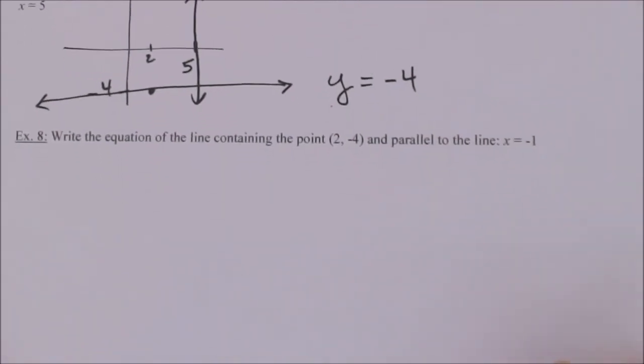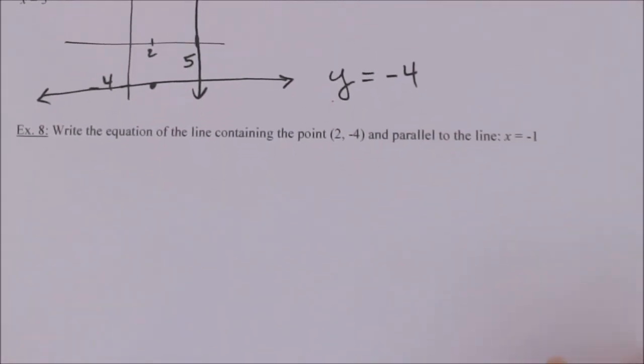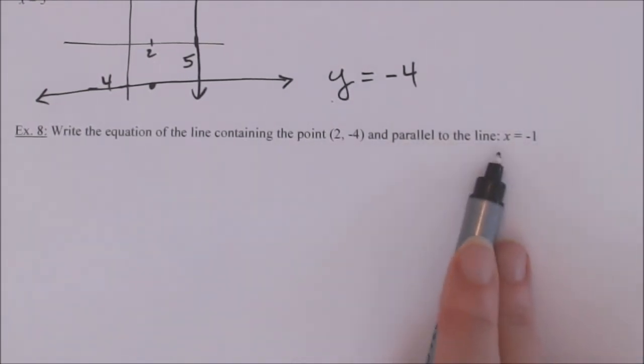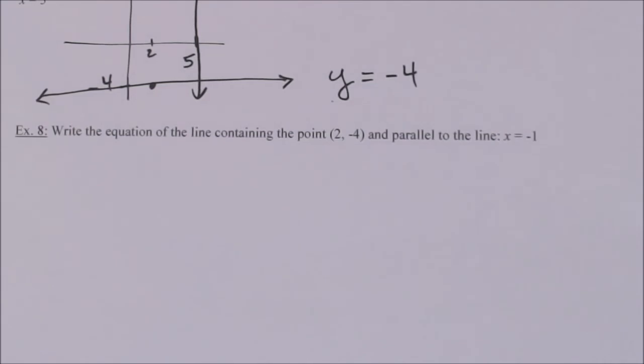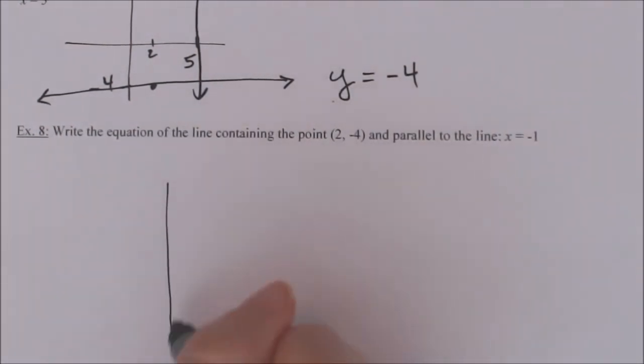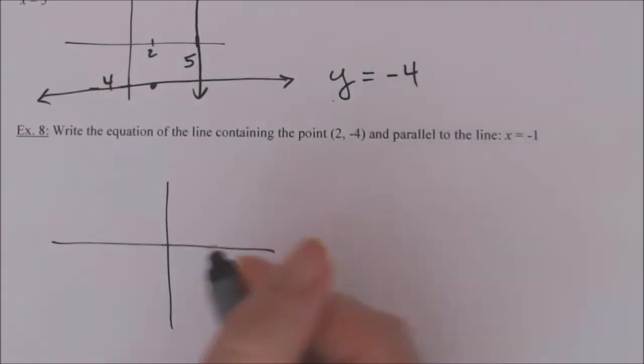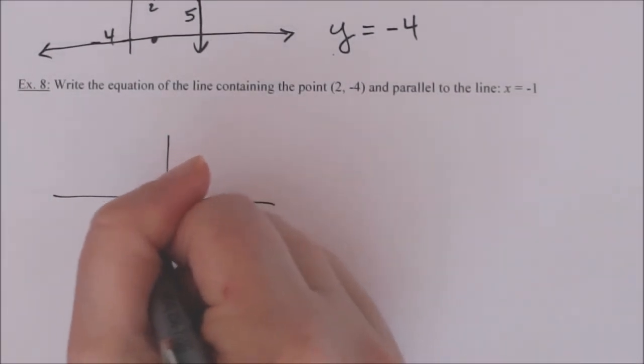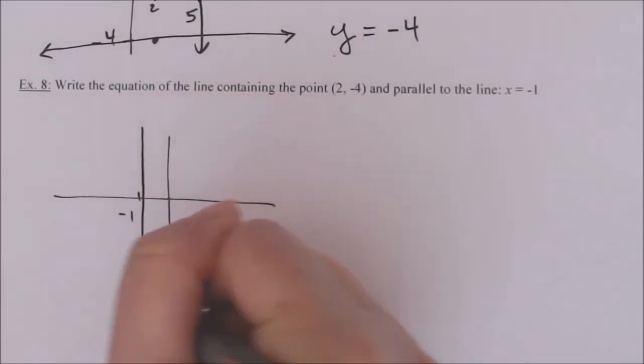Now let's do number 8. It says containing the point (2, -4). So it's the same point, but this time they want it parallel to the line x equals -1. So visualize that in your mind. x equals -1 would be what kind of a line? That would be a vertical line. So any other line that's parallel to it would also be vertical. I'm going to make a sketch just so you can see what I'm talking about. x equals -1 would be over here, a vertical line like this.